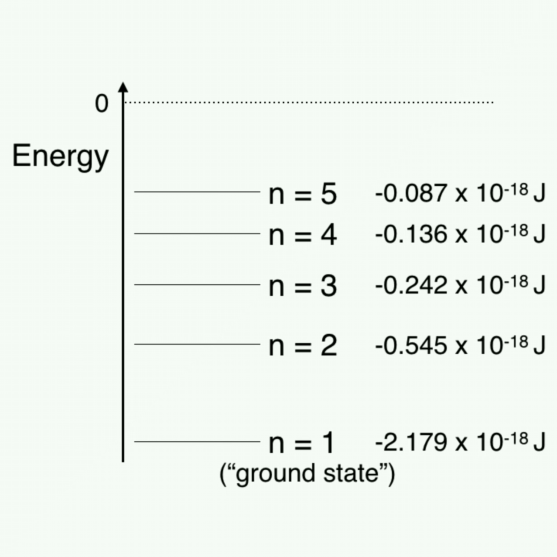Another important note is that as n gets larger, the difference in energy between levels decreases greatly. This means the amount of energy required for an electron to move from the fourth orbital or energy level to the fifth orbital is much less than the energy required to move from the ground state to the second orbital.